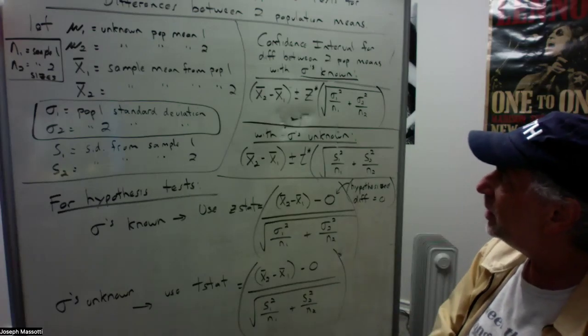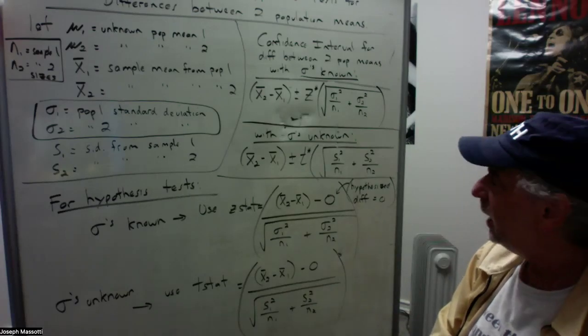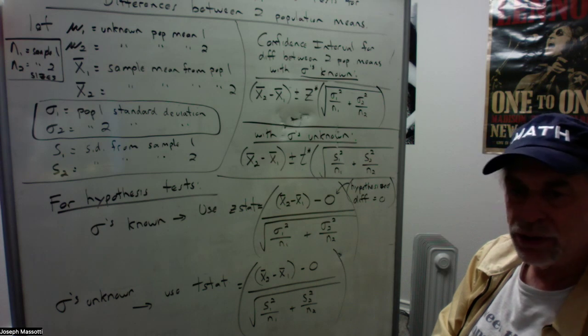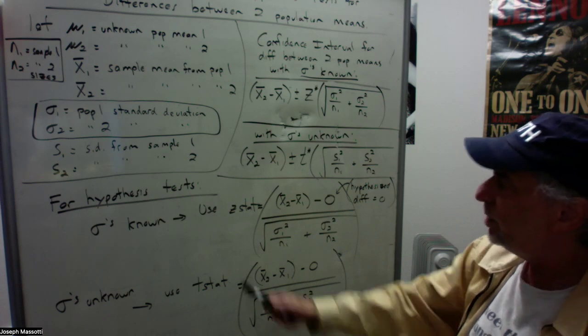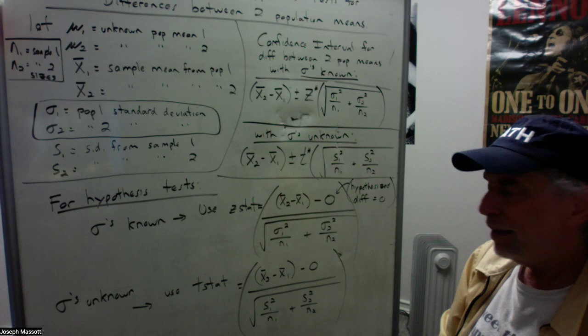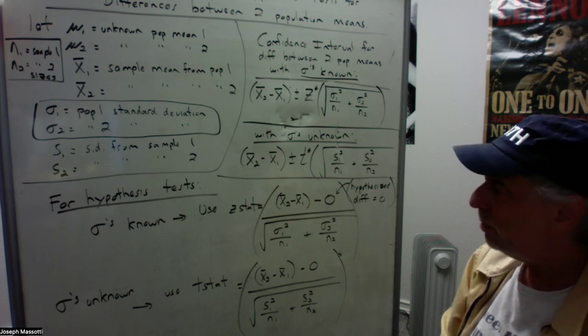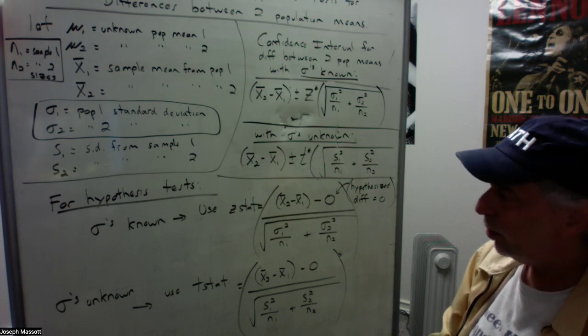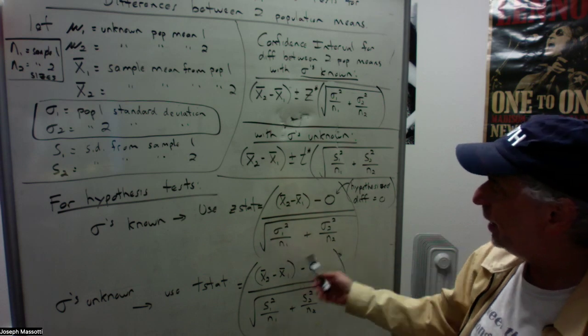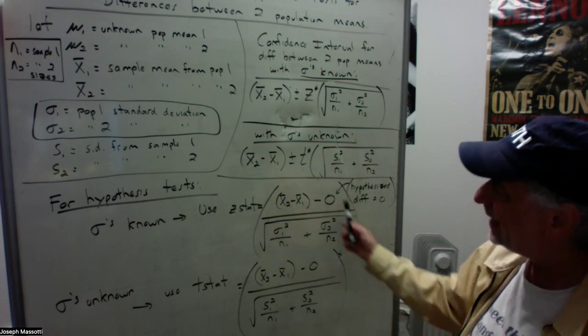All right, so that's for confidence intervals. Again, we'll do some examples of that to put some numbers into these formulas. When we talk about hypothesis tests, again, very similar to what we talked about for a single mean. Only thing that changes is the form of our z statistic.